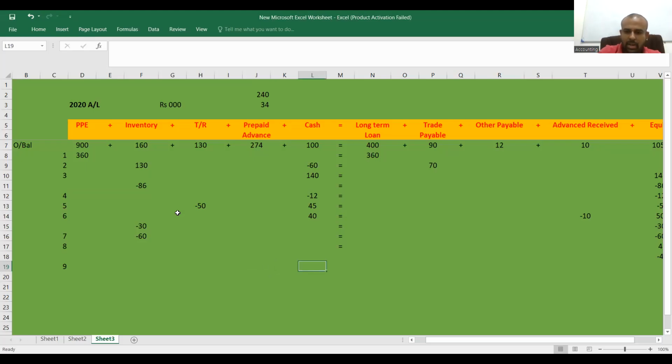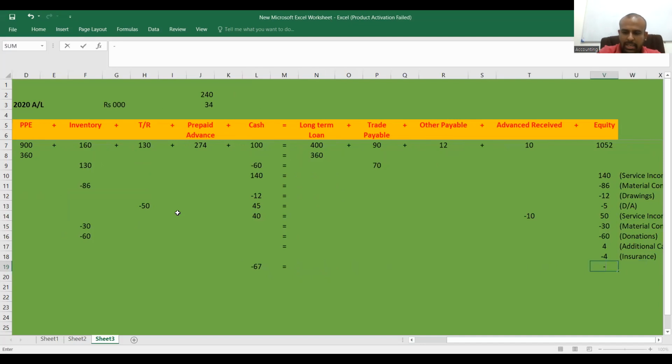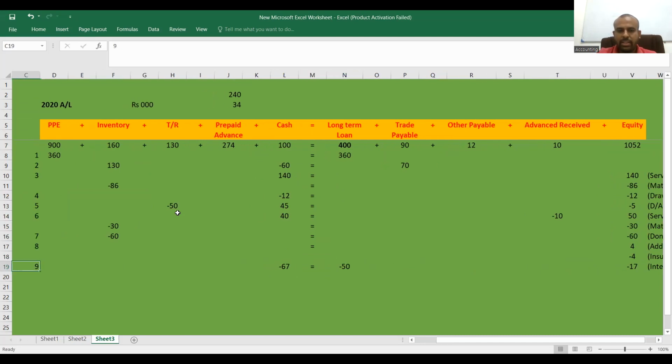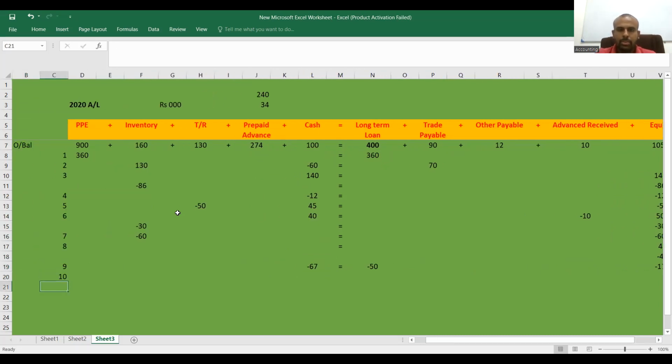When you pay 67,000 as a loan installment, your cash balance reduces by 67, and you are recognizing an expense which is called interest. Why is that? Because the question very clearly says, out of that 67,000, 17,000 is interest. So interest reduces equity, and the balance amount of 50 reduces your liability. Even though you paid 67, your liability reduces only by 50,000. Question number 10.